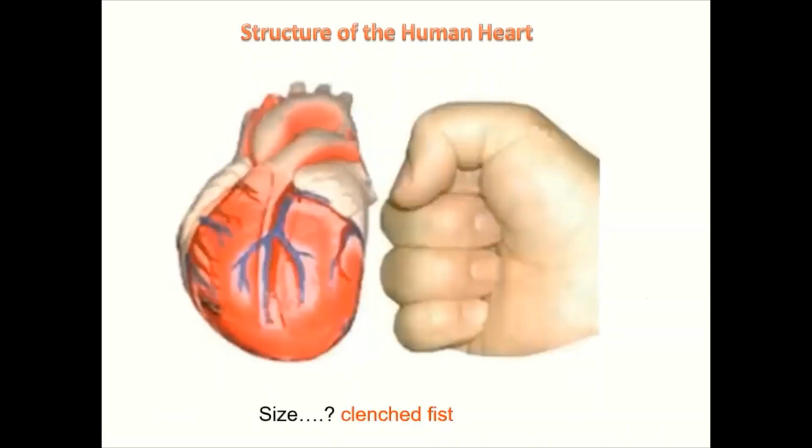And the size of the heart. The size of the heart of an adult human being is about the size of his or her clenched fist. So this one is your fist. Clench means you have to close it tightly. So the size of an adult human heart is about the size of his or her clenched fist.